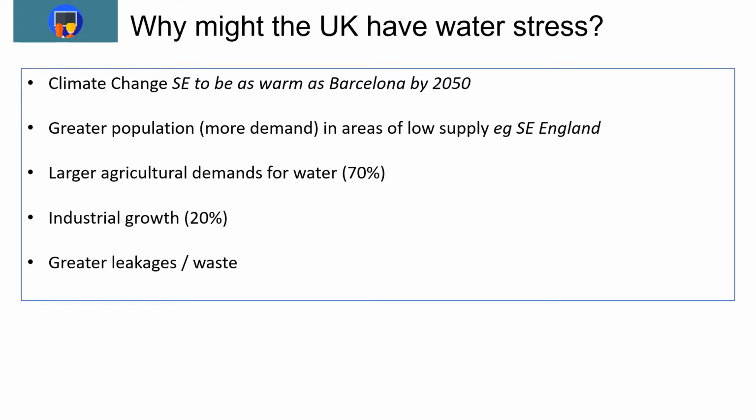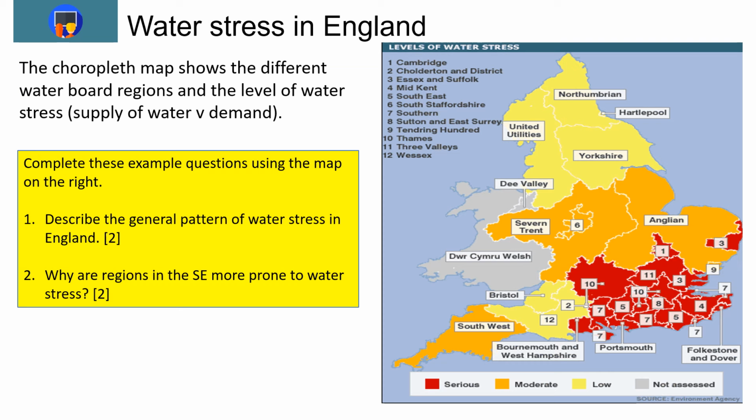Okay, so those are 5 reasons why the UK has water stress, especially in the southeast of England. Turn to page 8 of your workbooklet, please. We've got this diagram and we've got those 2 questions on page 8. This is a choropleth map. We've seen choropleth maps before.